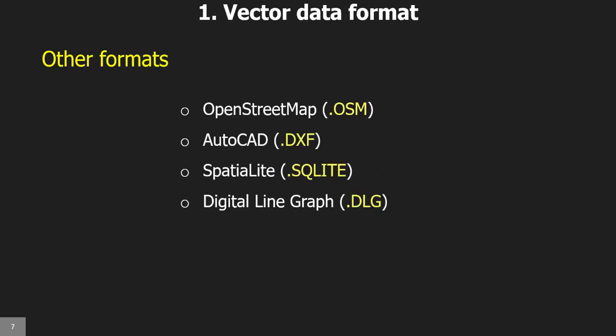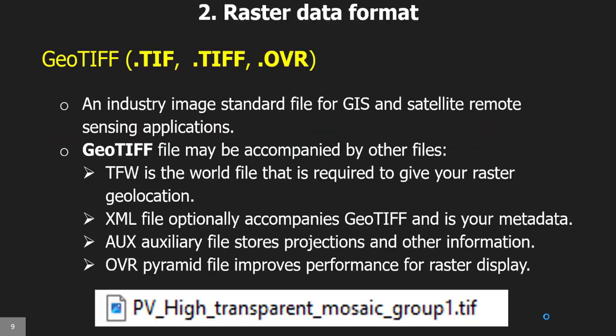Other formats. Raster data format. GeoTiff has extension TIFF, TIFF, and OVR. GeoTiff is an industry image standard file for GIS and satellite remote sensing applications.